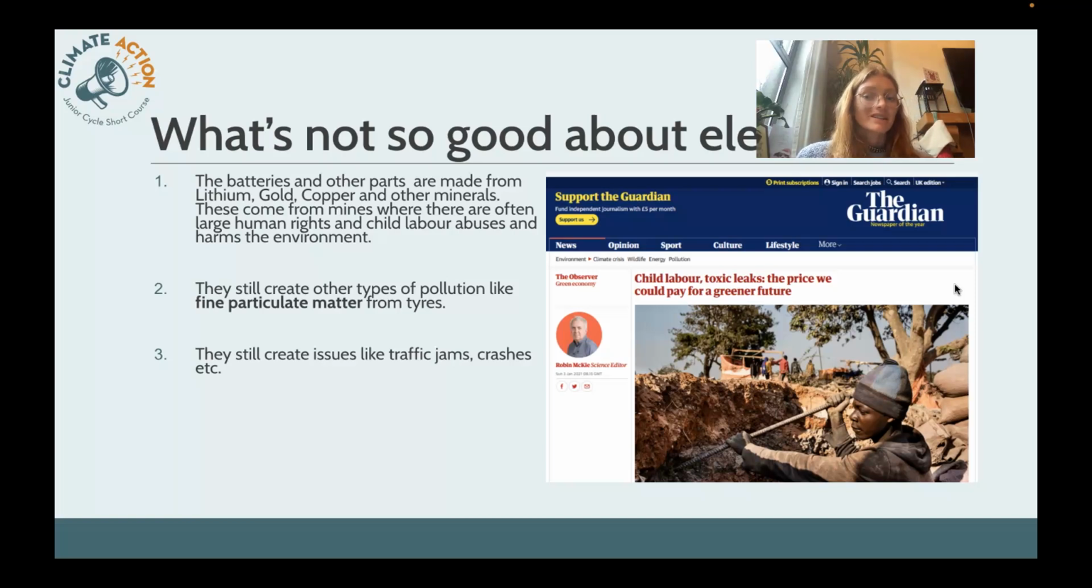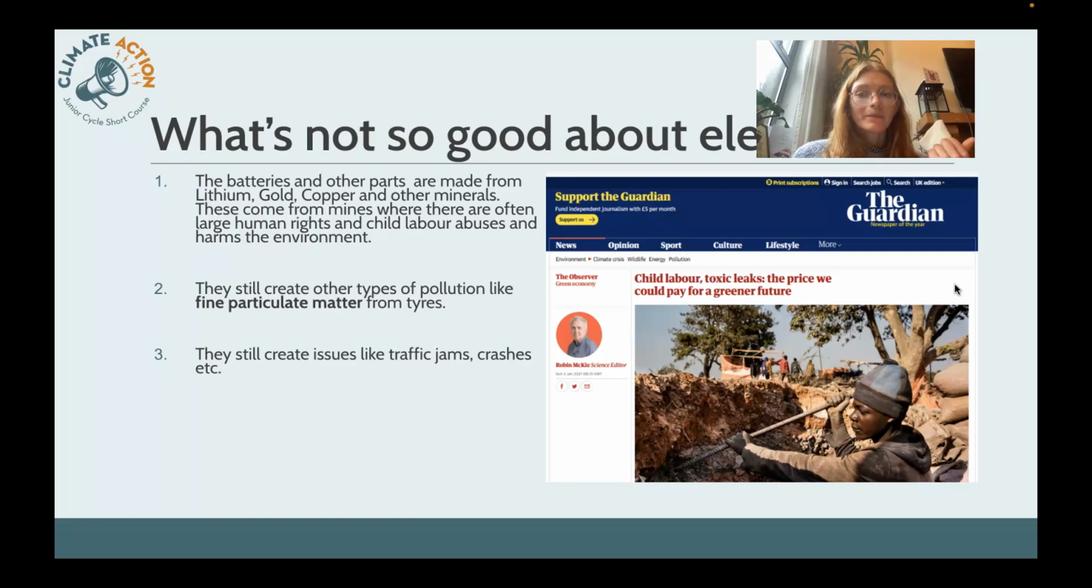There's still fine particulate matter that can come from tires. So there's actually a huge amount of pollution and fine particulate matter that can cause respiratory illnesses that come from just tires on the road. And that's with all types of cars, electric or non-electric. And of course, they're cars, so they still create issues like traffic jams, crashes, all those kinds of pieces.